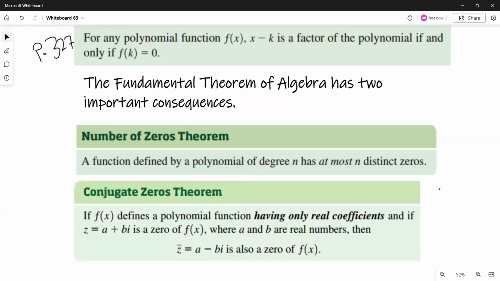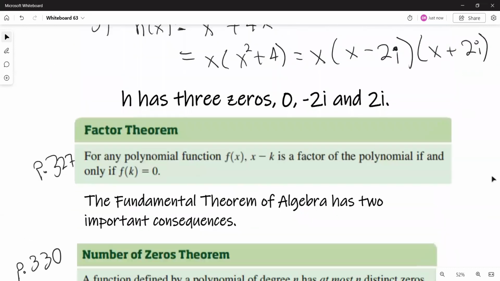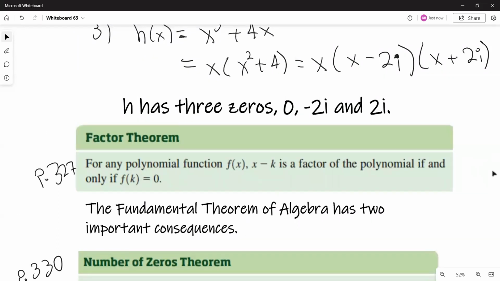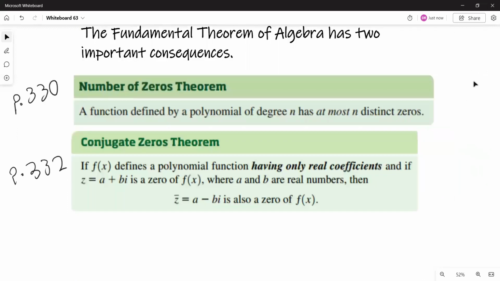Okay, so the first one, the number of zeros theorem, that's on page 330. And the conjugate zeros theorem is on page 332. So if f of x defines a polynomial function having only real coefficients, and if a plus bi is a zero of f, then a minus bi is also a zero of f. So in the example I mentioned, 2i is a zero, so minus 2i is also a zero.